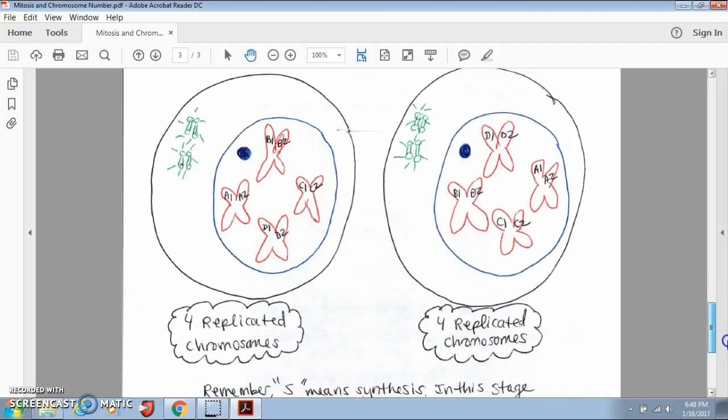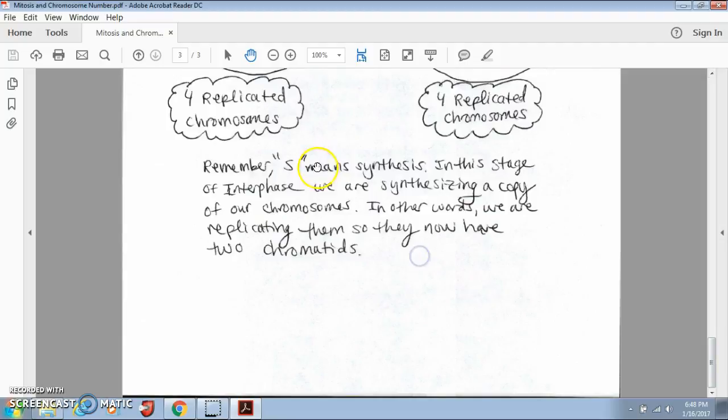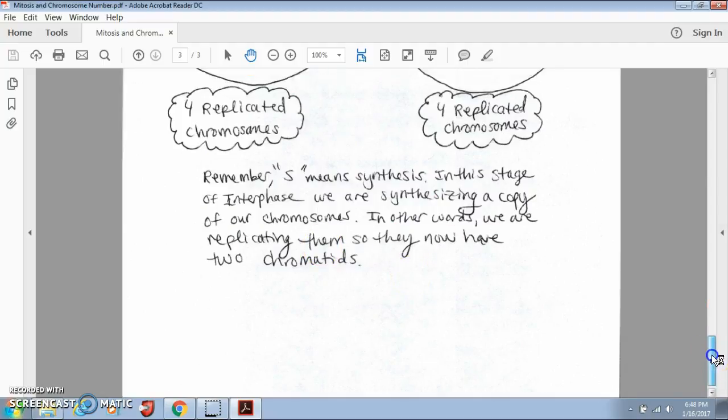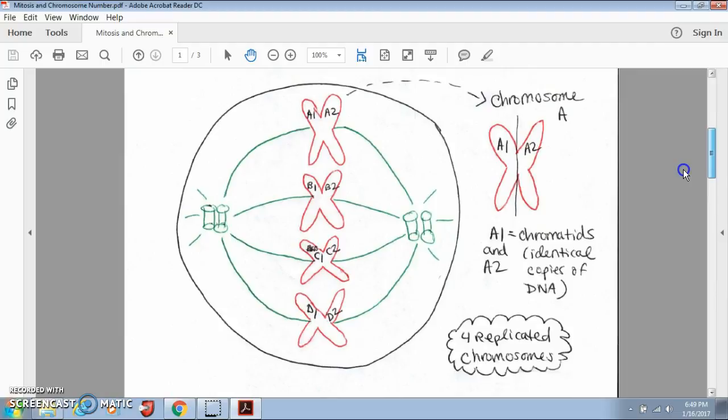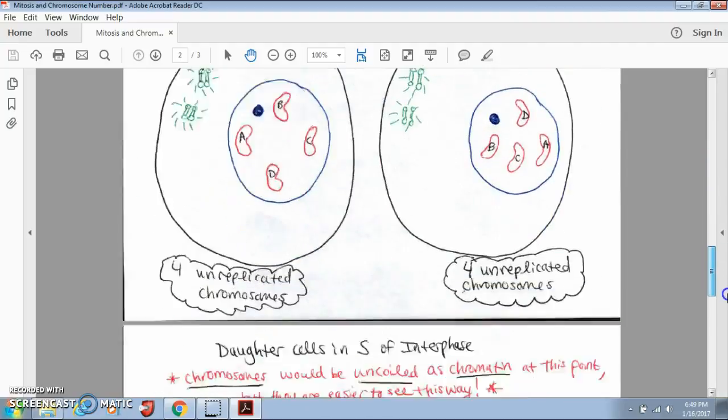During the S stage, which is called the synthesis stage, we're synthesizing a copy of our chromosomes, so we're replicating them so they now have 2 chromatids. So we're going to see that our daughter cells now have the exact same DNA that the parent cell did. We've got A, B, C, and D, but we have A1, A2, B1, B2, so each of our chromosomes is now replicated. Okay, so you can see that these cells are identical to the parent cell that was going through metaphase initially. It's got the 4 chromosomes and each with 2 chromatids.